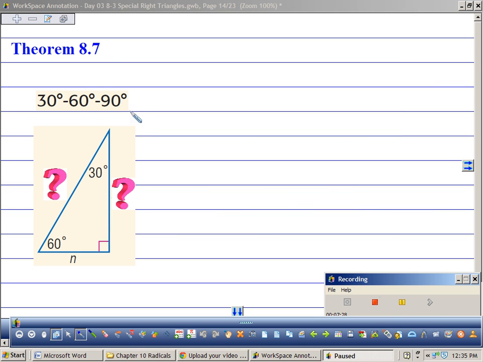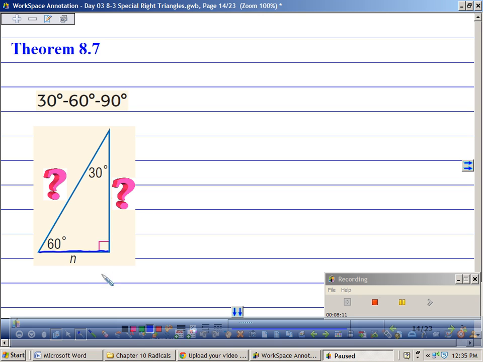Okay, so let's look at the second theorem we have. Theorem 8.7 says if I have a right triangle that's a 30-60-90 triangle, then first of all, n is the shortest side. How do I know n is the shortest side? Melanie, explain. It's across from the smaller angle. Remember the inequality theorems that we learned? 30 degrees is smaller than 60 degrees. Well, the side opposite the smaller angle is the smaller side, right? So this is the smaller leg of the triangle.